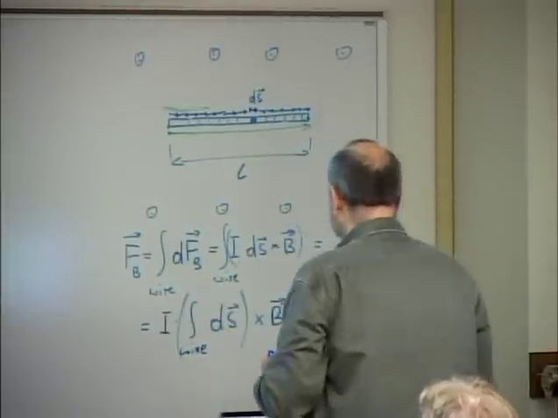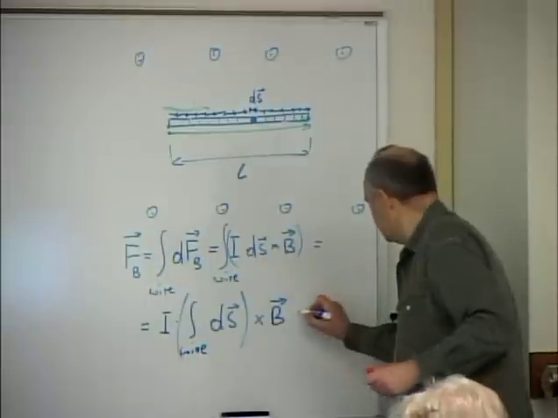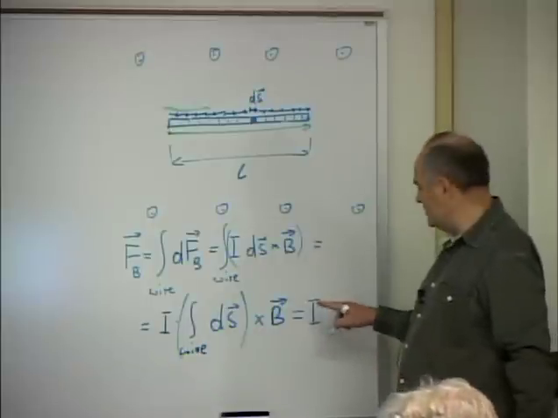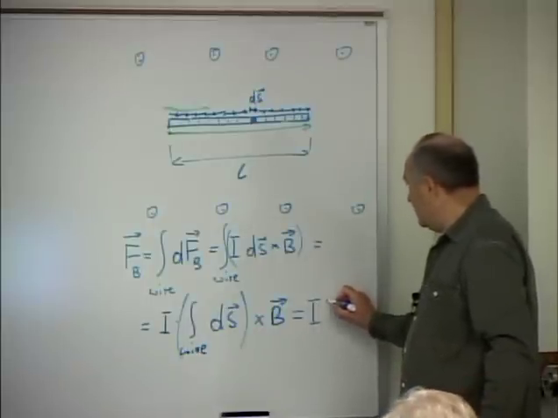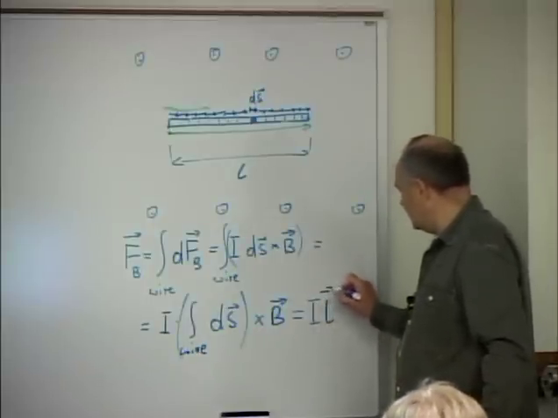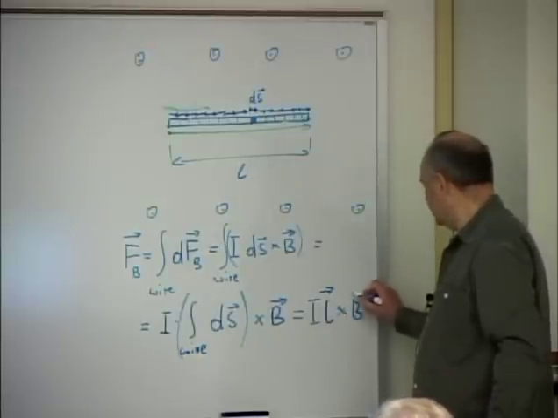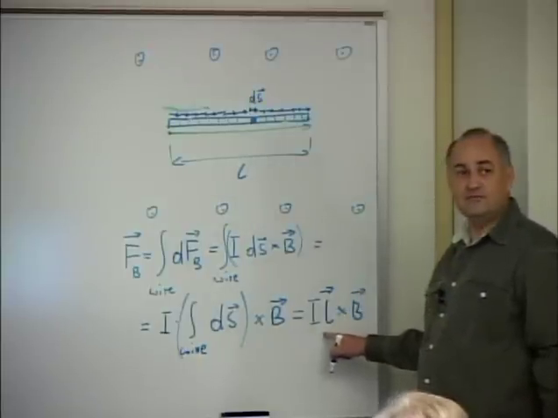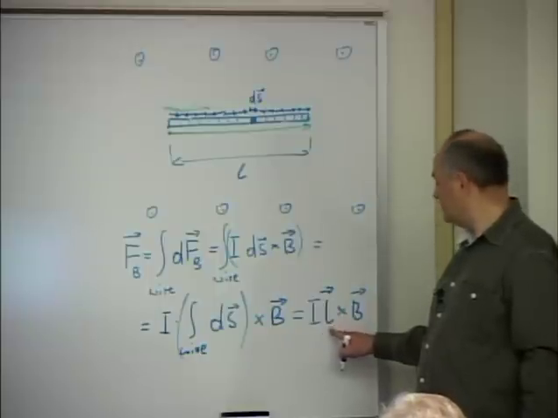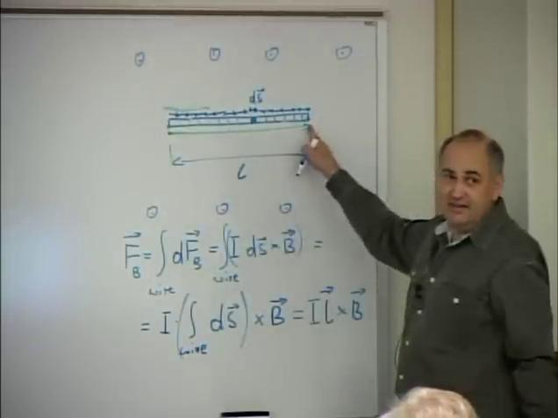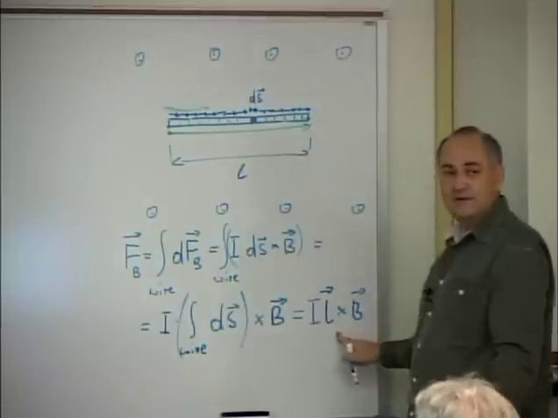All right. So I can write down that it is the current flowing in the wire multiplied by this vector L, times the magnetic field vector. Now we have to recognize that this vector is a vector from one end to the other end of the wire.